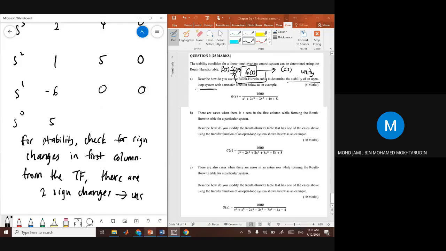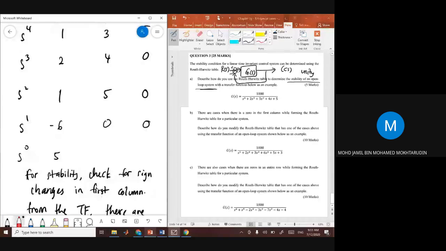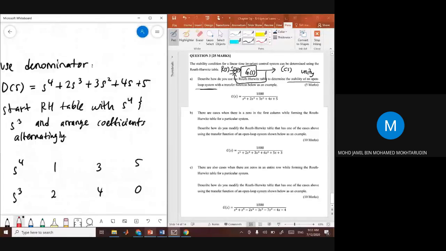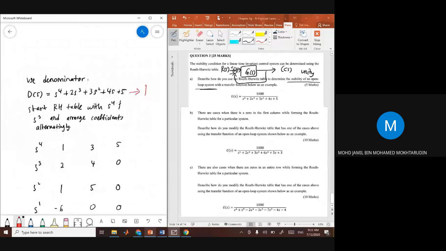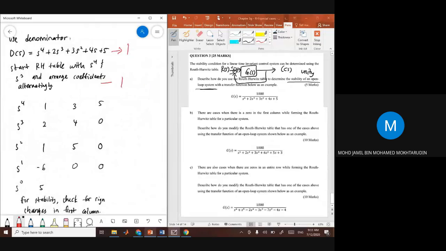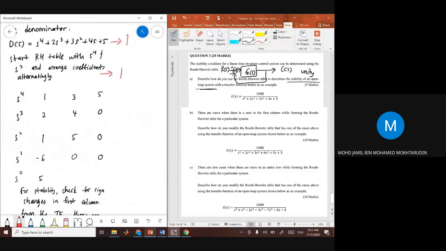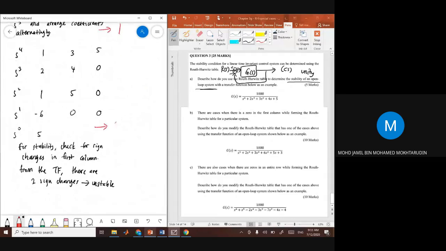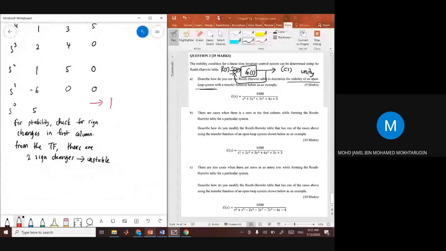So the marks are given here. Use the denominator, and then arrange alternatingly, and then 1 mark for the table. 1 mark for saying check sign changes in the first column. And then 1 more mark for giving an example, whether this system is stable or unstable.